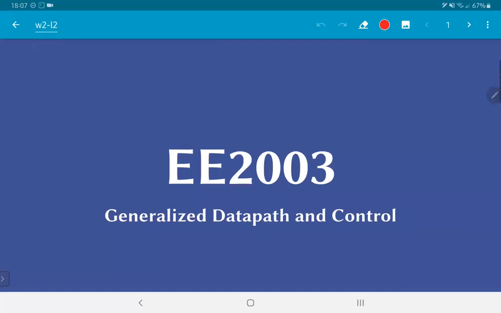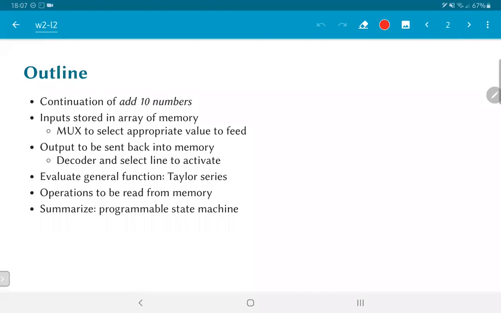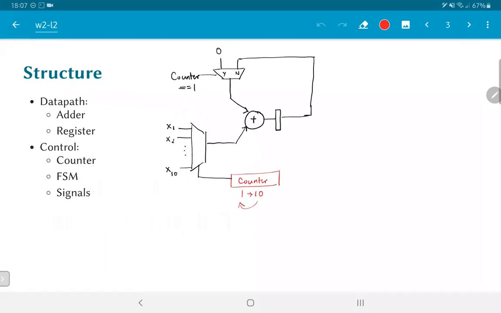In this video, we are going to try and generalize the idea of a data path and control that we saw earlier for the simple example of adding 10 numbers. It's going to be a continuation of the problem of adding 10 numbers, where we will look at how we can read inputs, store outputs, and generalize the type of functions that can be implemented by this data path and control.